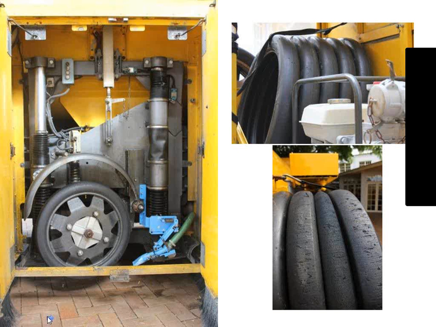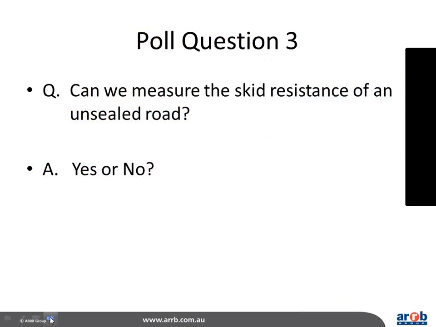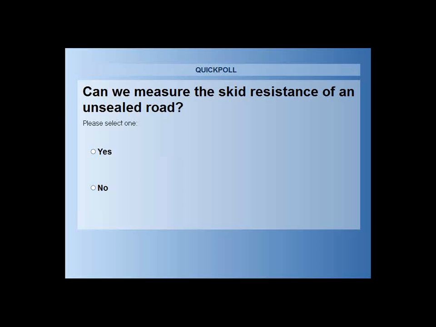Another question. So far we talked about skid resistance. Do you think we can measure the skid resistance of an unsealed road? Yes or no?